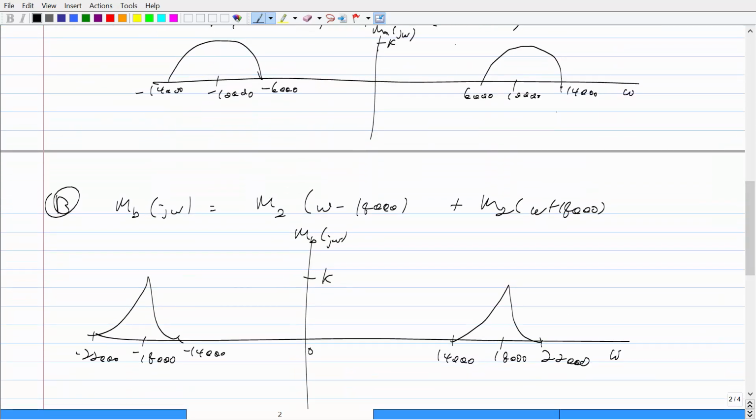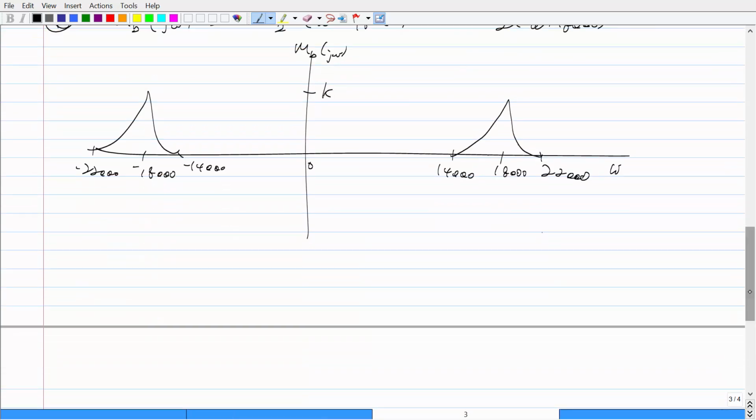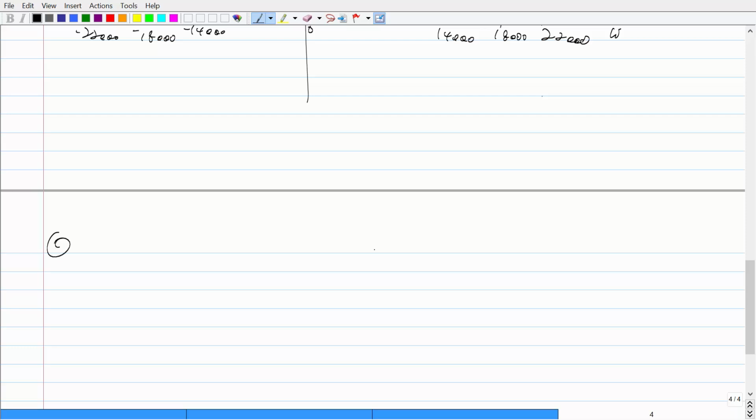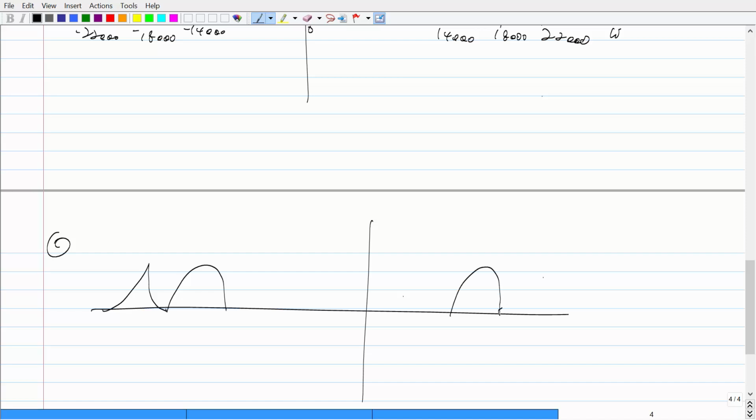So notice that this one spans between 6,000 and 14K, and this one spans between 14K and 22,000. So if I were to add these two together, you're just going to get them right beside each other, right? So you have the hump that goes from 6 to 14, and then you have the kind of inverted triangle that goes from 14 to 22, and you're just adding them up, right? So in this case, it looks like this. So you have 1, 2, 3, 4.